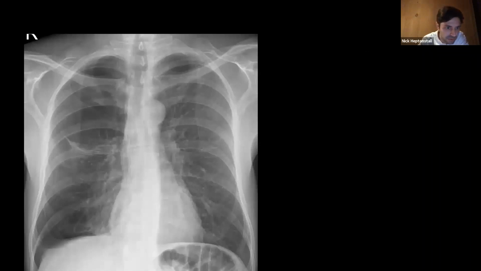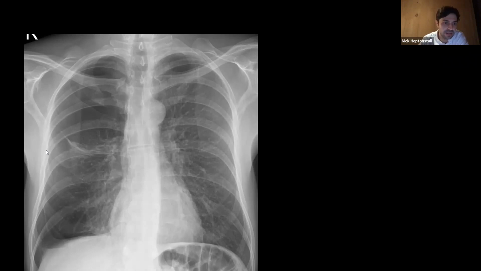So I'm not sure this is going to project too well, so I'll talk through this. The first thing is density. There's a definitive density difference between this right upper zone and this left upper zone. So clearly that's drawing your eye towards the right upper zone.